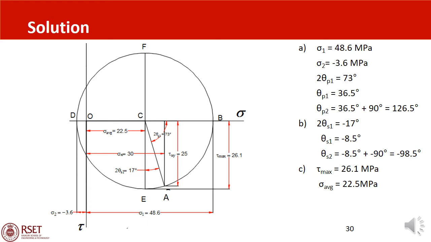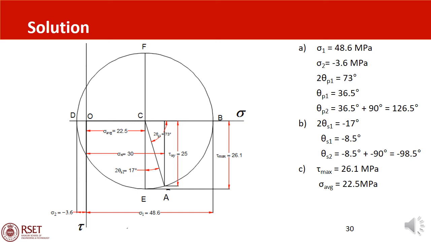Now, to find out the direction of the principal stresses, we need to measure the inclination 2 theta p1 between the reference line CA and the line CB. Here we get 2 theta p1 equal to 73 degrees. Therefore, theta p1 on the element will be 36.5 degrees. And we also know that the principal planes are 90 degrees apart. Therefore, to find the value of theta p2, you just add 90 degrees to the value of theta p1. So we get theta p2 equal to 126.5 degrees.